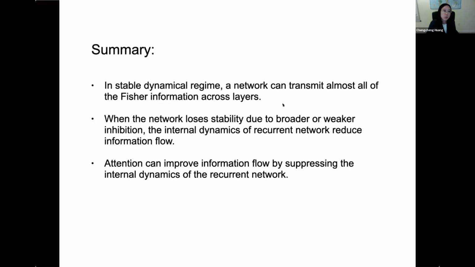Okay, so finally, let's summarize. I showed you that in the stable dynamic region, a network can transmit almost all of the feature information across layers. When the network loses stability due to either broader or weaker inhibition, then the internal dynamics of a recurrent network reduce information flow. And lastly, I showed you that attention can improve information flow by suppressing the internal dynamics of the recurrent network.